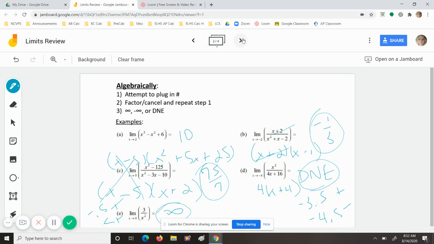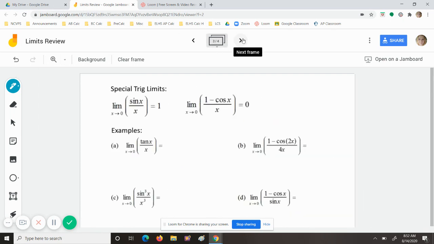All right, let's take a look really quick at some special trig limits. These were ones that you just needed to memorize. You have to know those because you will end up having to use them quite a bit with trig limits.